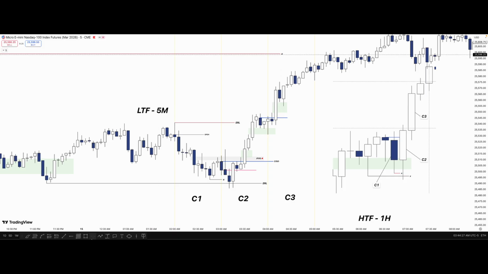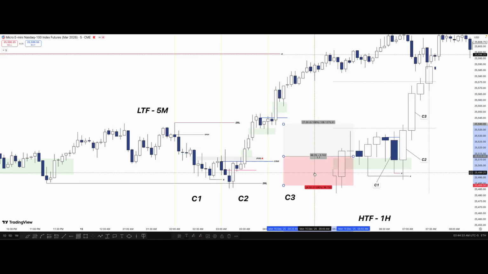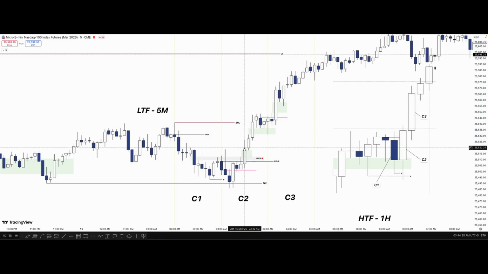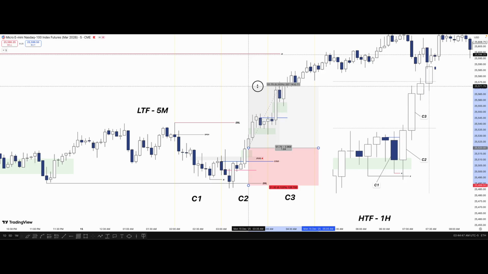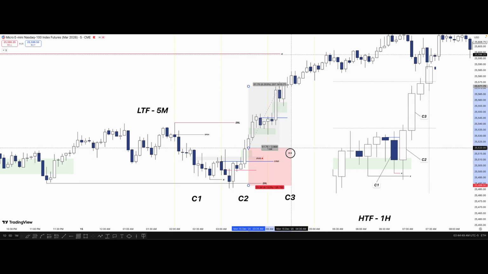So what am I doing here? I am just trying to figure out a way to enter the markets. I can enter either here, or directly here as well. When this change in state of delivery was formed and this inversion occurred, I can do a direct entry here, with the stop loss here, and I can target 1:1 or whatever I want. I can do that as well.